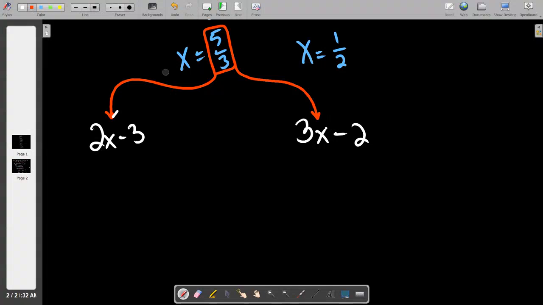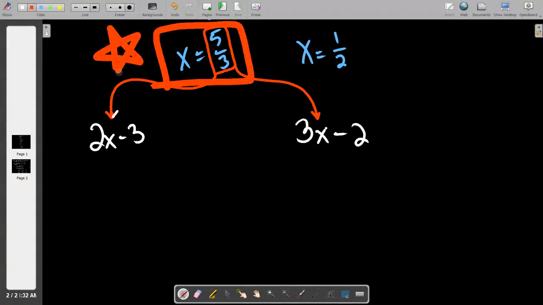Pass the test. He gets a star of approval. Good job, 5/3. You are in the club. It's time to test 1/2. Switching colors again, 1/2. It is your turn to run the gauntlet.